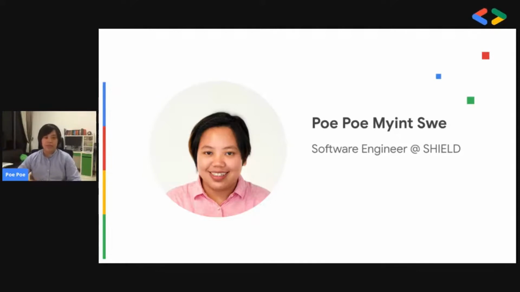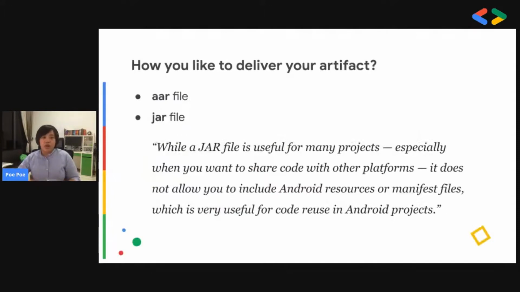Before we dive into coding, maybe we will create a library as a third party library, or maybe we want to create an in-house library. If we decided that, then there's one thing to choose before writing any code, which is the build type. How would you like to deliver your artifact? There are two types for an Android library: one is an AAR file, and the other is a JAR file.